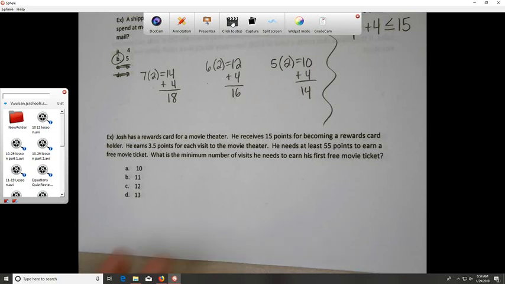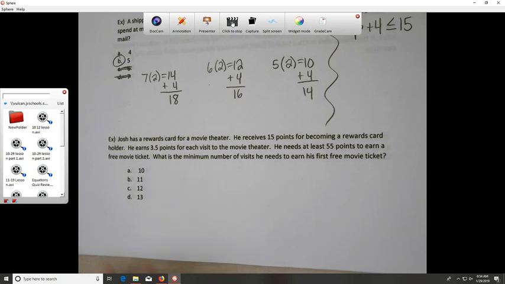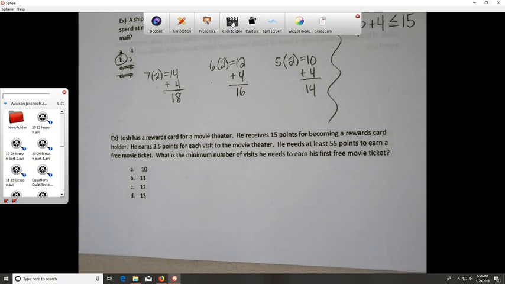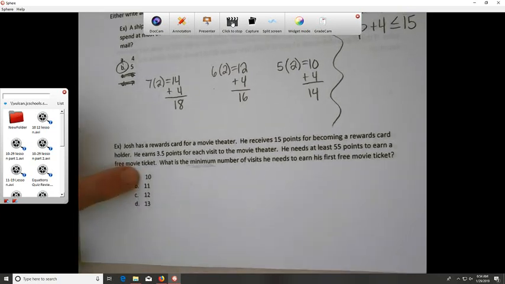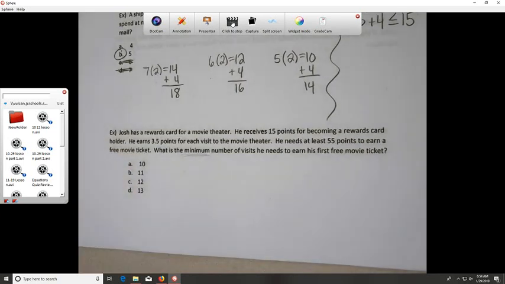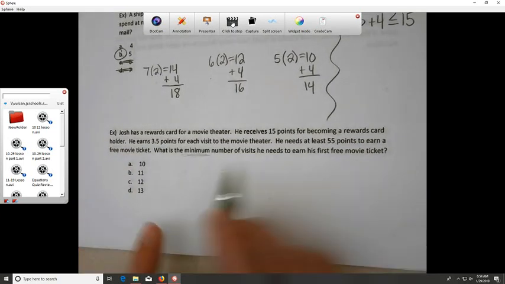So again, I don't have to write an equation or an inequality. I can just test out my answer choices. Now this time it's asking what's the minimum number, the lowest number, so I would tend to start with the lowest number and test that out first. So we're trying to find the minimum number of visits.